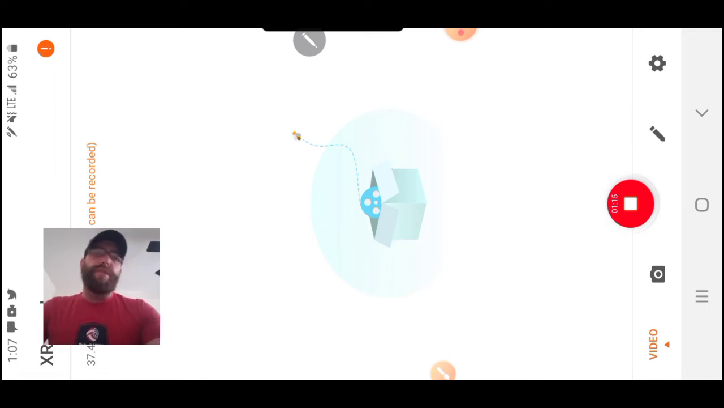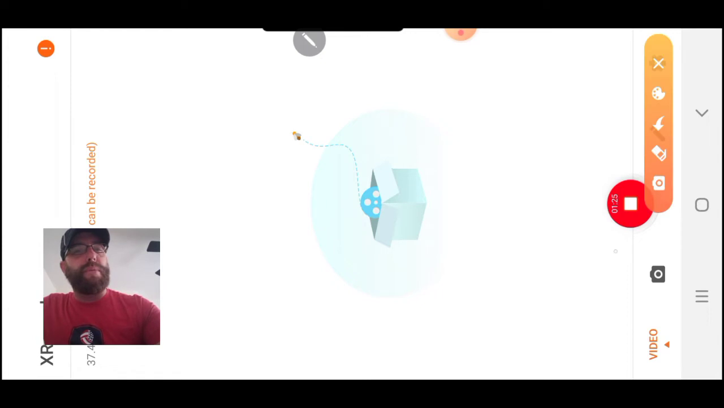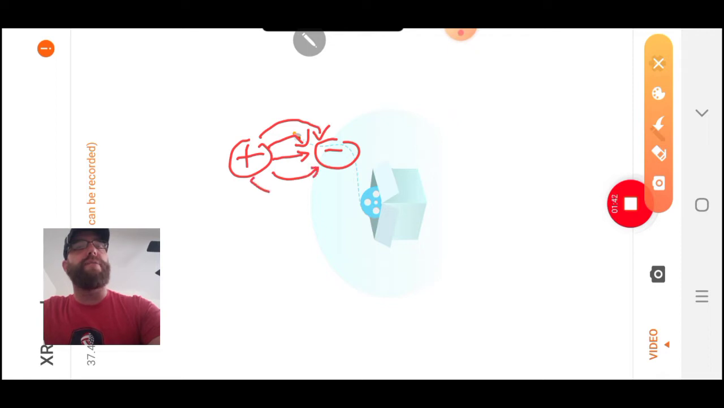Charges exert force on each other. Opposites attract and like charges repel. For instance, let me pull out my brush here. If I have a positive charge and a negative charge, they are attracted to each other. The lines I'm drawing are called electric field lines. Electric field lines go out from the positive and into the negative. So opposite charges will attract, and we draw the electric field lines coming together.